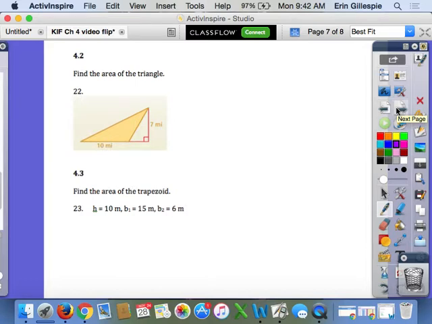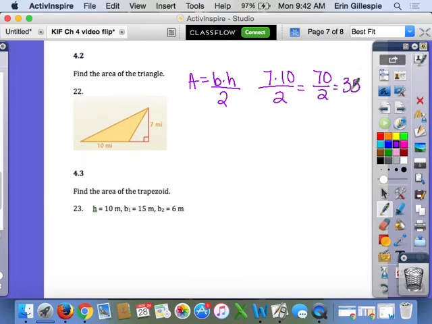Find the area of the triangle. Area formula of a triangle is base times height, but divided by 2. Don't forget the divided by 2 part. So your base and height are 7 and 10. 7 times 10 is 70. 70 divided by 2 is 35, and your units would be miles squared.